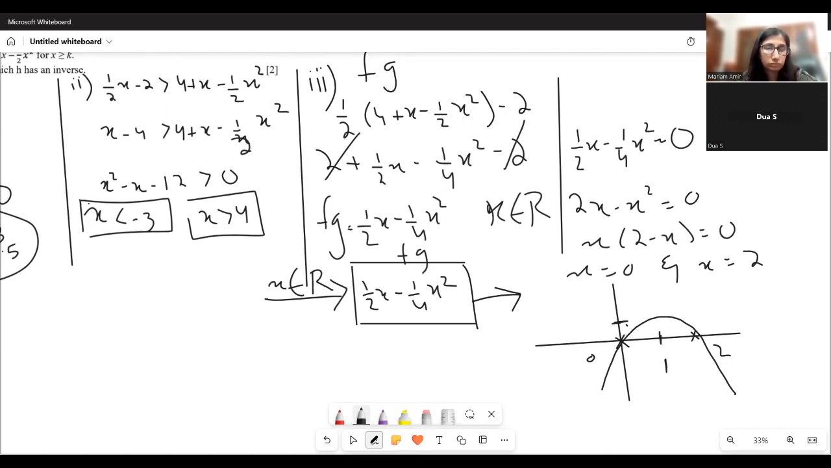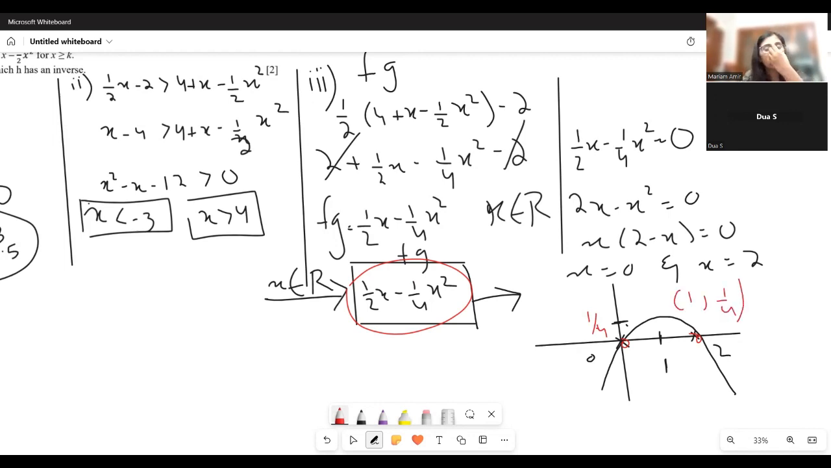Why are we equating to 0? We are plotting this, so we are finding the roots, where the roots will be if you plot it. That is why the roots are 0 and 2. That means the turning point has x equal to 1, and if x is 1 then y is going to be half minus 1 over 4, which is 1/4. So that's the turning point of the graph, (1, 1/4).